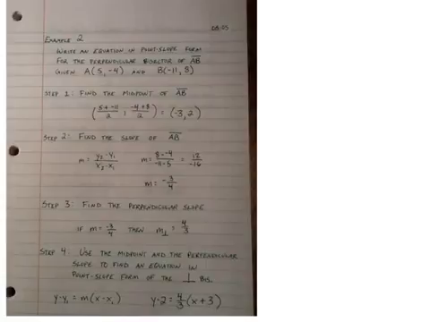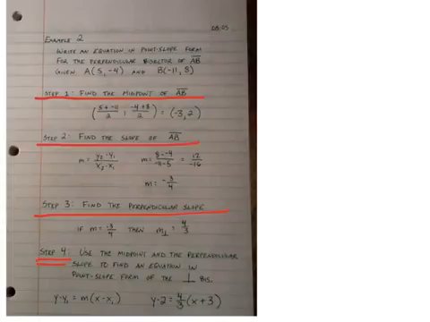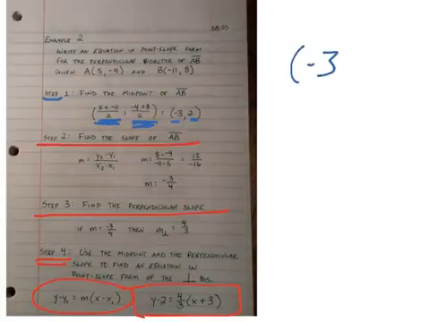I've listed out a 4-step process for doing this. Step 1, find the midpoint. Step 2, find the slope. Step 3, find the perpendicular slope. And then step 4, we use those two in point slope form to generate our answer. So, first things first, we find the midpoint. We take an average of the x coordinates, that gives us negative 3, and an average of the y coordinates gives us 2. So we have point negative 3, 2.